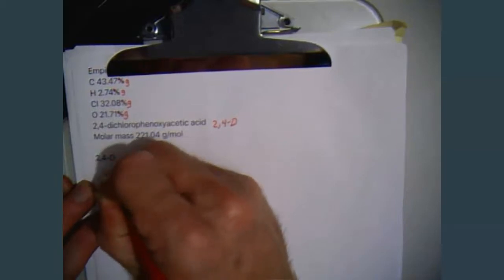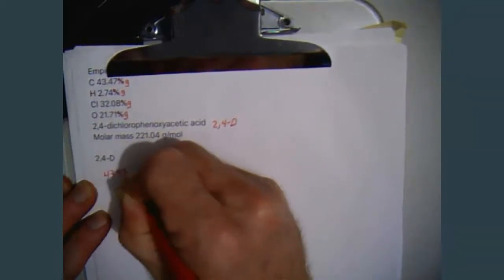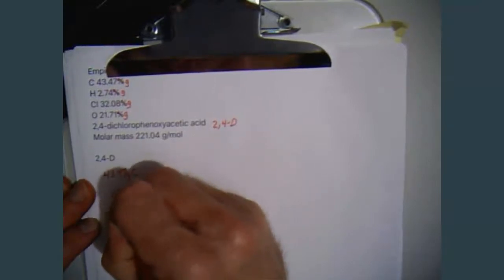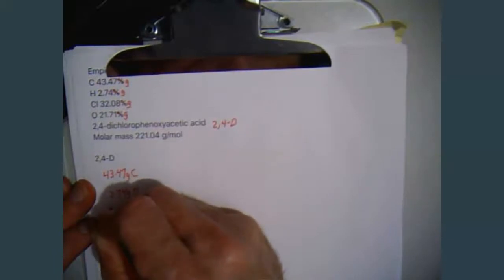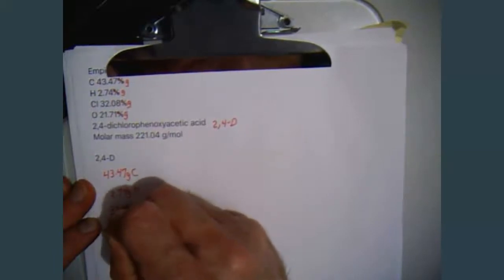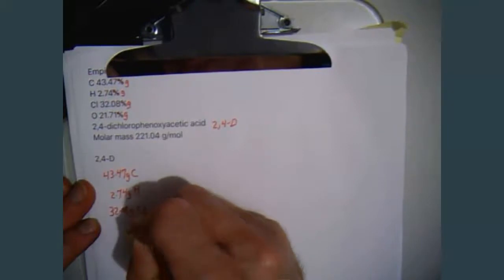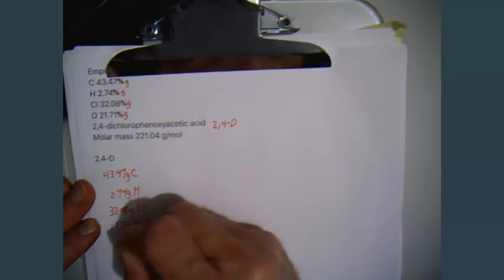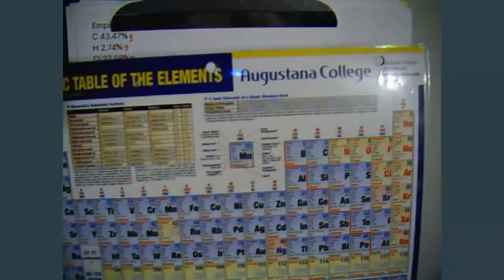Next step is to convert to moles. When in doubt, convert to moles. So 43.47 grams of carbon, 2.74 grams of hydrogen, 32.08 grams of chlorine, and 21.71 grams of oxygen. And then you simply use the molar mass on the periodic table for each of those elements and convert them to moles.